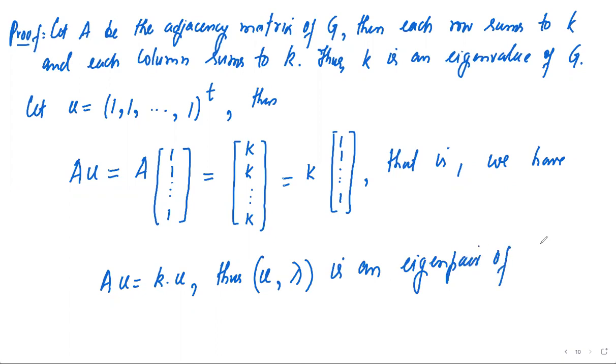This is an eigenpair of A, where eigenpair means that U is an eigenvector and lambda is the corresponding eigenvalue. So we are done with proving that lambda is an eigenvalue and this n-tuple of ones is the corresponding eigenvector. Now we will show that this eigenvalue K has algebraic multiplicity equal to 1.